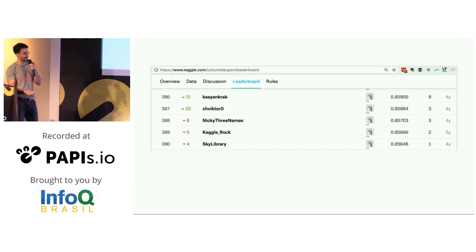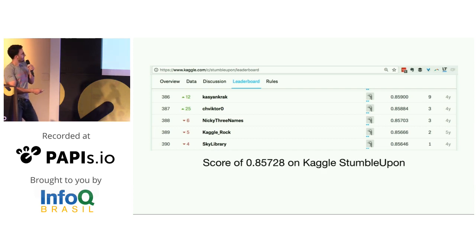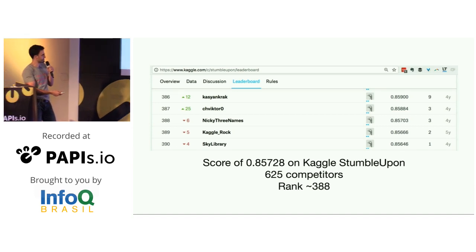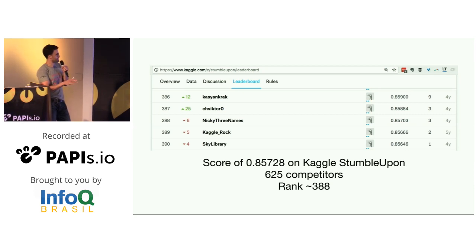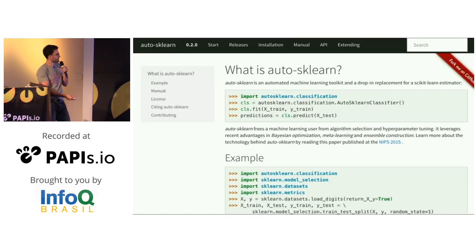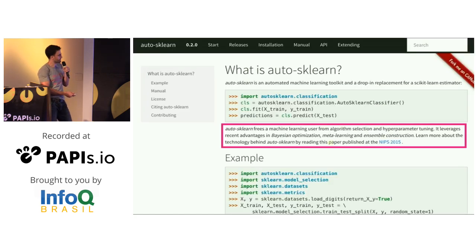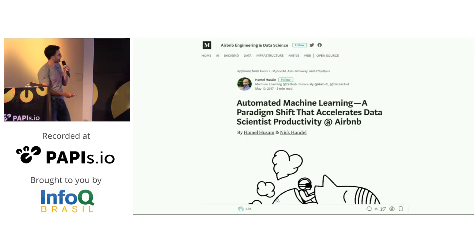And I tried it out on a Kaggle challenge. It wasn't that great, but still fairly good. Out of 625 human competitors, data scientists, the rank was approximately 300 and something, so about in the middle. So fairly interesting, and there's the same thing in the open source world based on research, and this is an active research topic, automatically creating the right models given a data set.